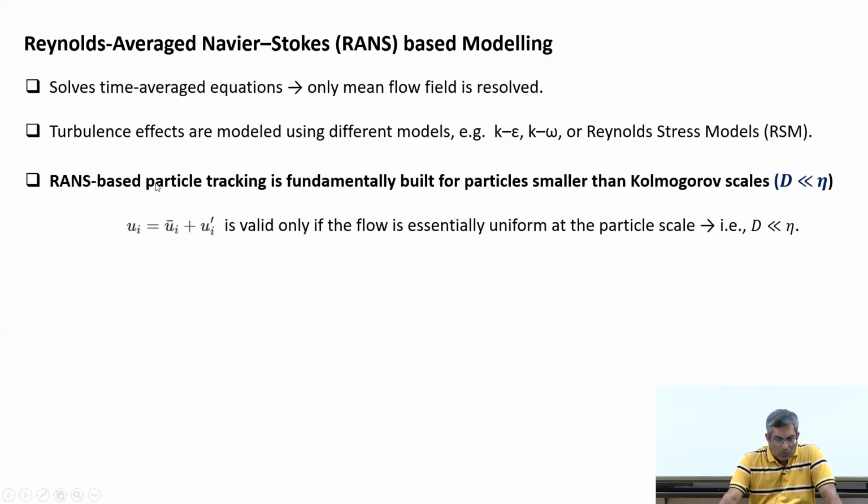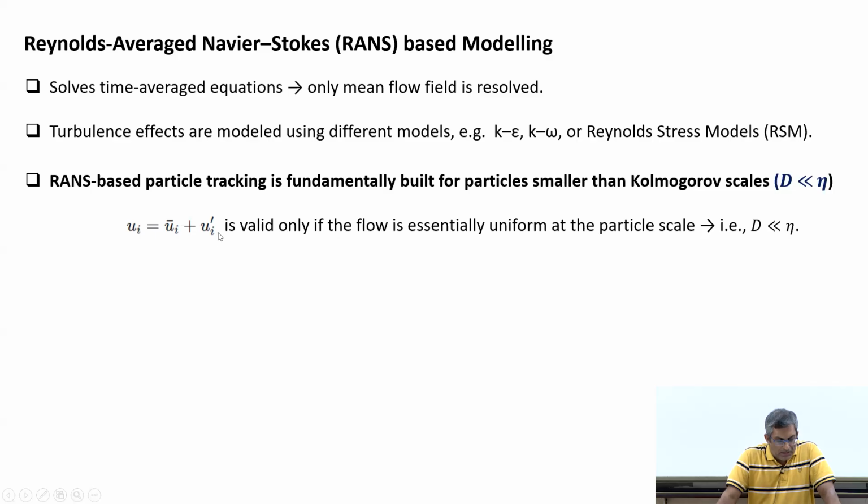Now here we have to keep in mind that the RANS based particle tracking is fundamentally built for particles smaller than Kolmogorov scales only. Usually we don't consider RANS modeling where we have large particles. When I say large or small, this is with respect to Kolmogorov scale. Now, why is this so?